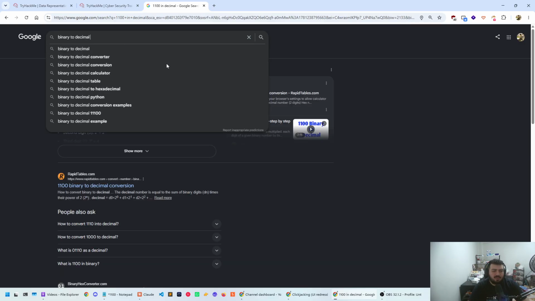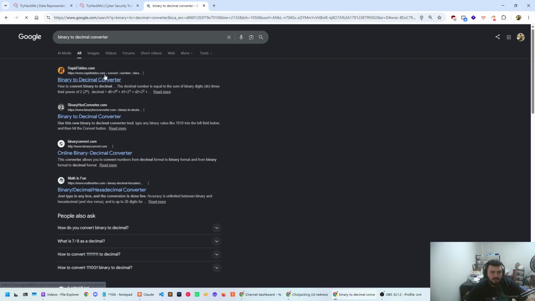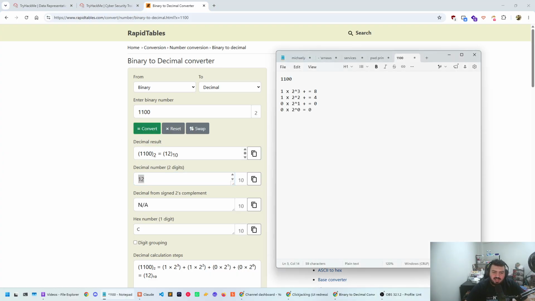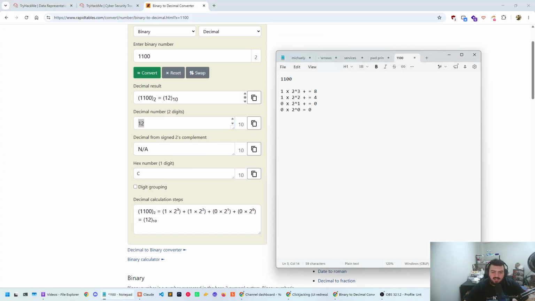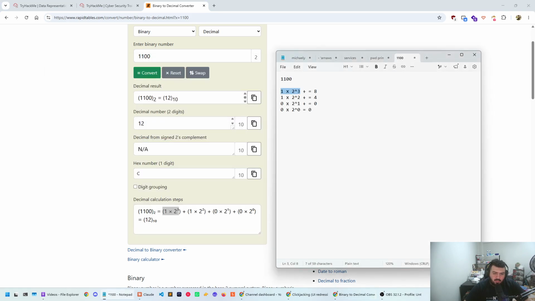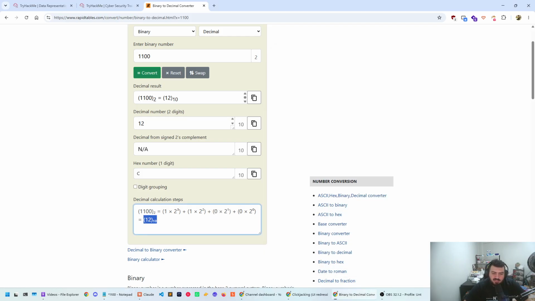Let's use a binary to decimal converter. Here, enter the binary number 1100. We are going to get 12, which is 8 plus 4. And you can see here how it works. 1 multiplied by 2 to the power of 3. 1 multiplied by 2 to the power of 2. 0 multiplied by 2 to the power of 1. And 0 multiplied by 2 to the power of 0, which is going to give me 12 at the end in base 10. So we are converting 1100 base 2 to 12 base 10.